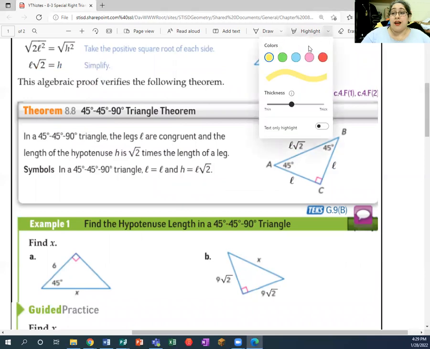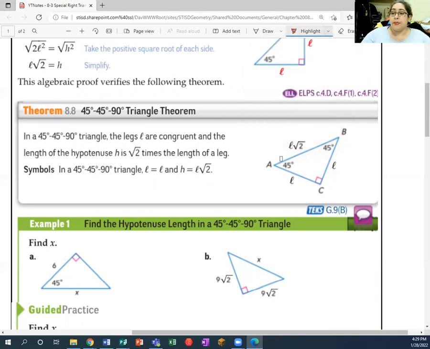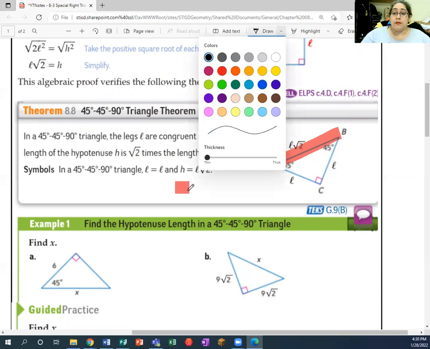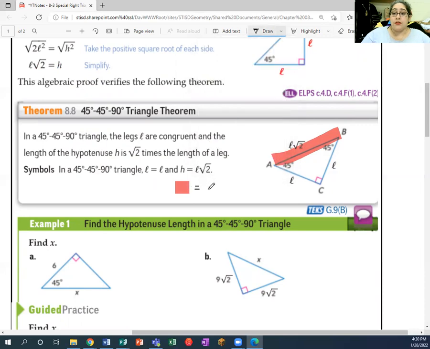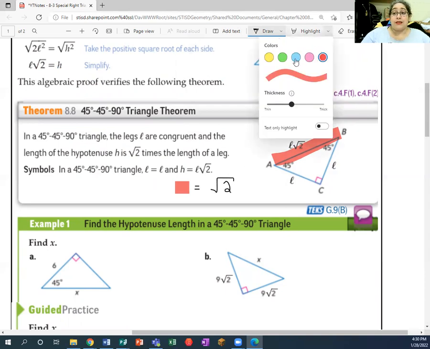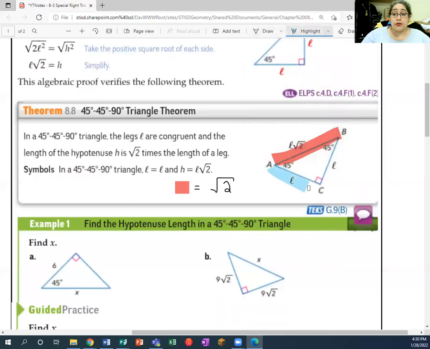I'm going to put our shortcut in some colors to make it a little easier for us to see and use in the upcoming examples. So I'm going to color my hypotenuse here in red. And so the hypotenuse is going to be equal to the measure of one of the legs, which I'm going to color in blue for you. And that leg measurement times the square root of 2 will be the measure of my hypotenuse.